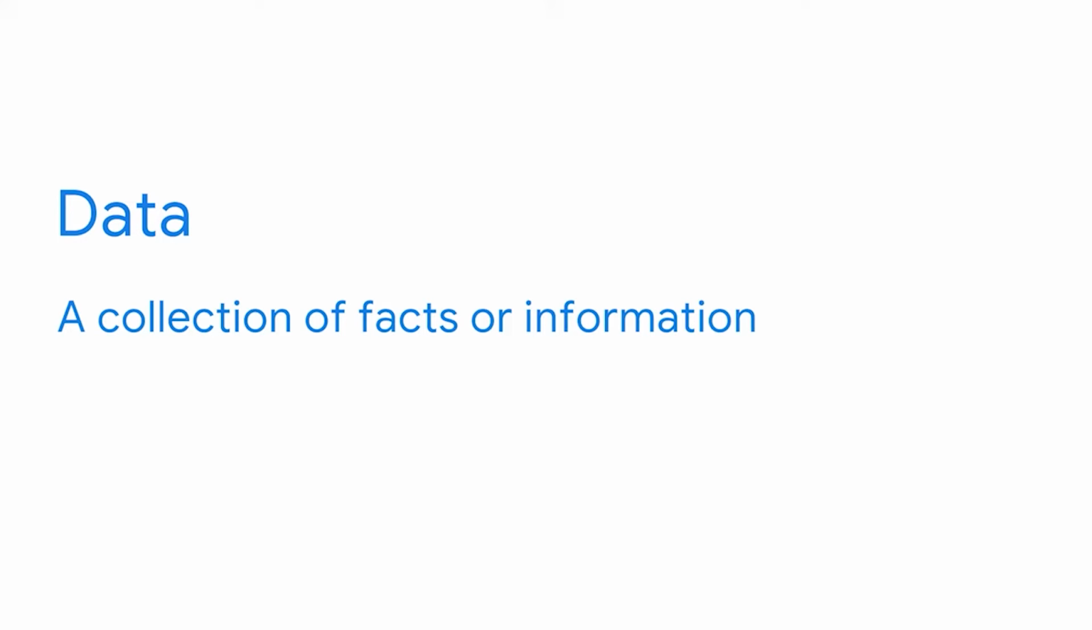Let's start with data. Data refers to a collection of facts or information. These facts, numbers, or information are used to inform or plan something. So when you think about how many people visit your website, how many purchases were made after you sent out a promotional email, or even something like the age breakdown of your audience, that's all raw data.